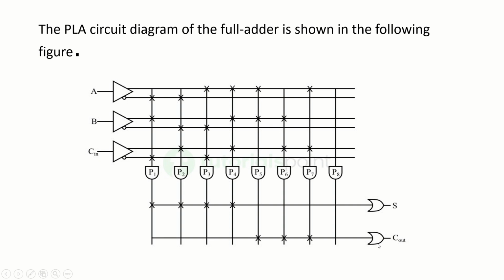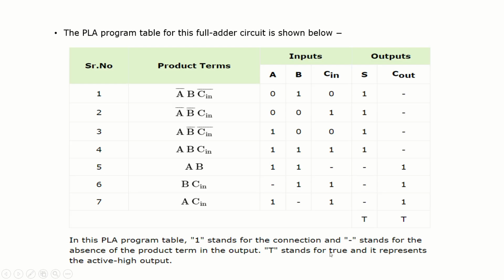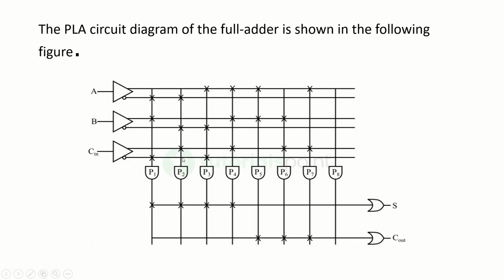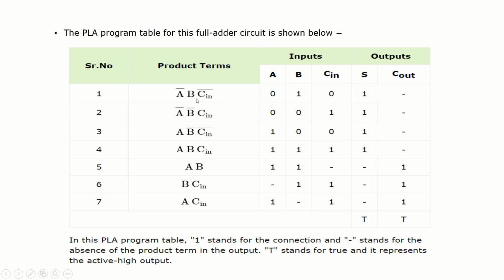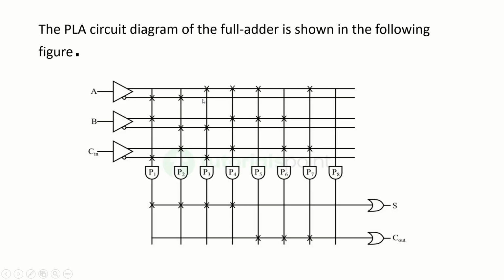So how many product terms do we have? We have 7 of them. So draw 7 product terms, P1 to P7. Actually the extra is not required, you'll have to draw only P1 to P7. Now my first term is A bar B C in bar. So I'll place a cross on A bar, B, C in bar, and this is the product term of sum. So I'll make a crossover here and connect it to this sum OR gate.